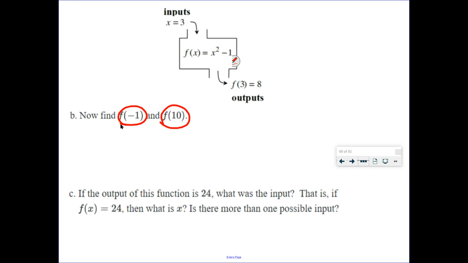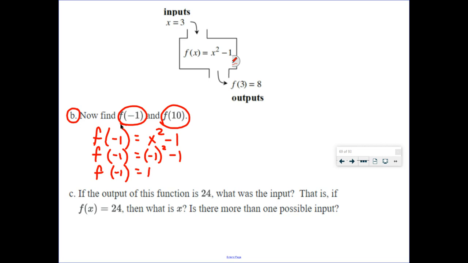Okay, hopefully you paused. Let's see what it looks like. So here is exactly what I'm looking for. This is letter B, so you should have letter B. F of -1 equals x squared minus 1. See, here's the thing. F of -1 equals -1 in parentheses squared minus 1. F of -1 equals 1, because -1 times -1 is positive 1, minus 1. So F of -1 equals 0. There's your answer.